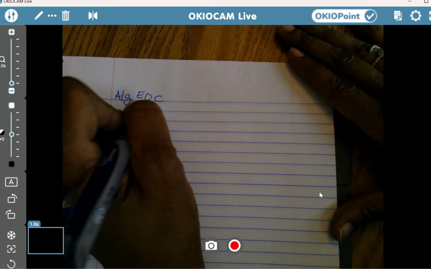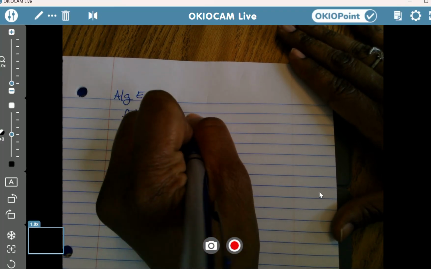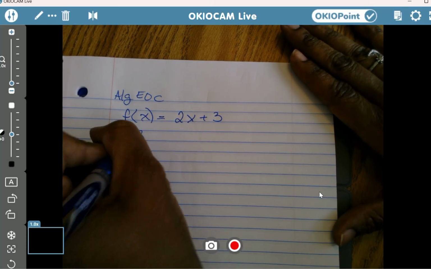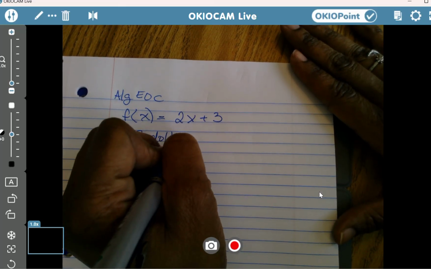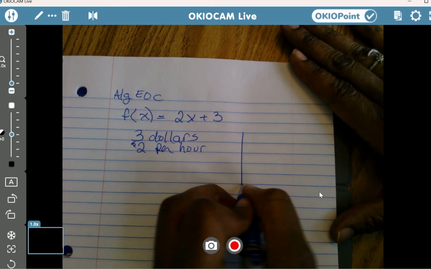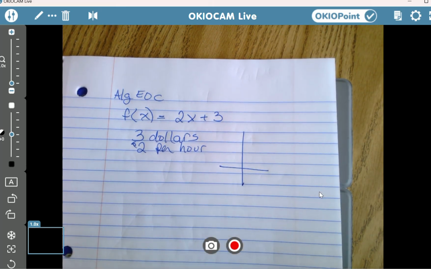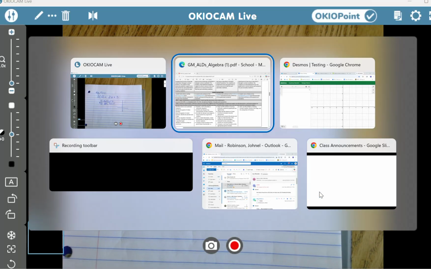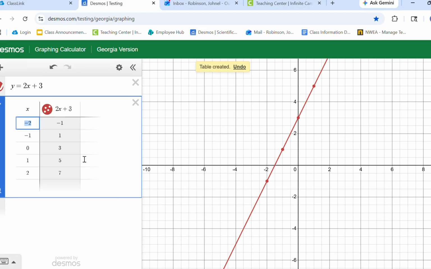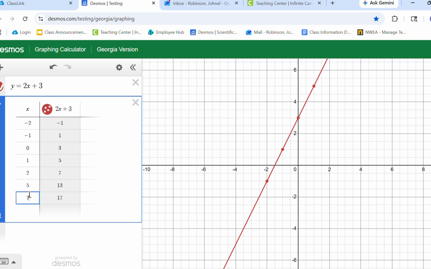A function is written with f of x, and if the function is 2x plus 3, then that means that this function starts out with 3, maybe $3, and it increases, let's say $2 per hour. This will be a linear function. You could go to Desmos and type this in as y equals 2x plus 3. If you press the settings and the table button, it will pull the table of values, and then we can find different values for different points.